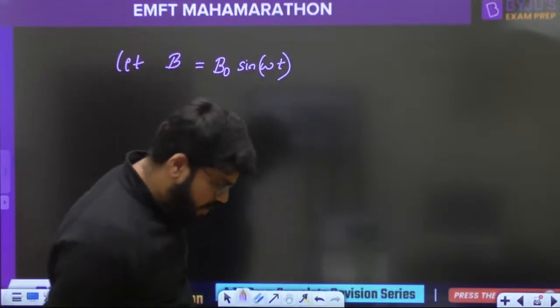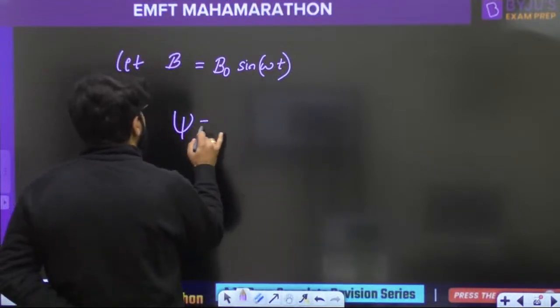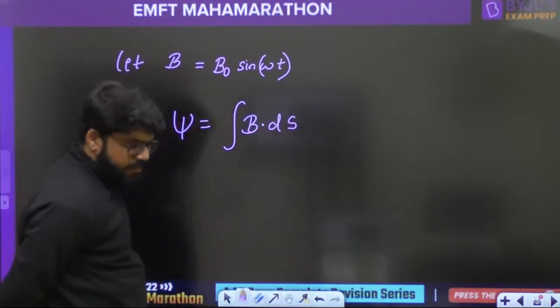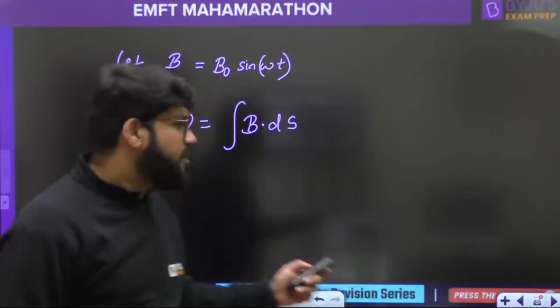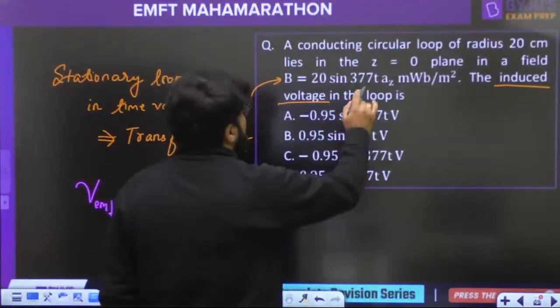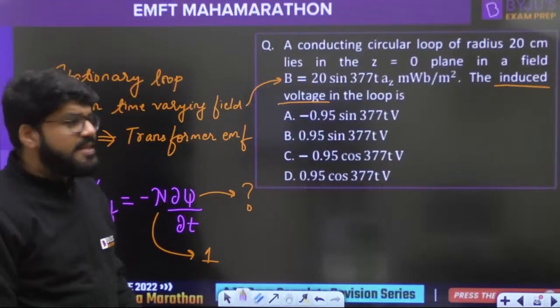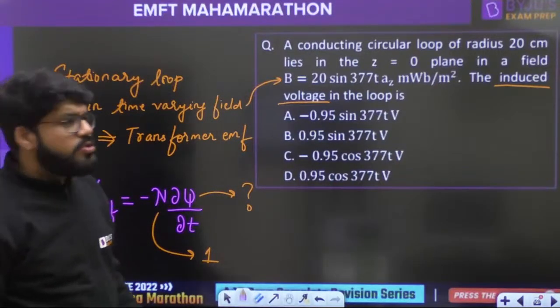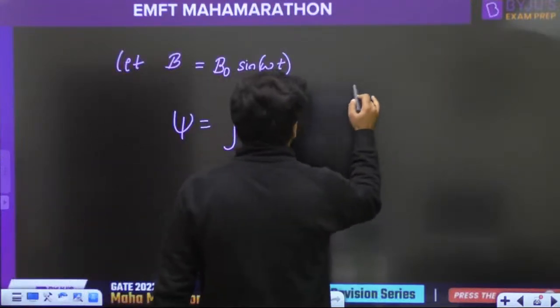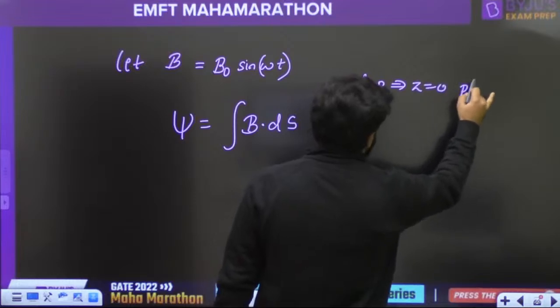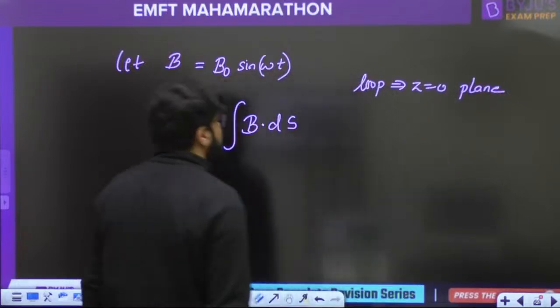Now how do you calculate the flux? It is integral B dot ds. Now one more thing to be noticed here: the circular loop is in the z equal to 0 plane.